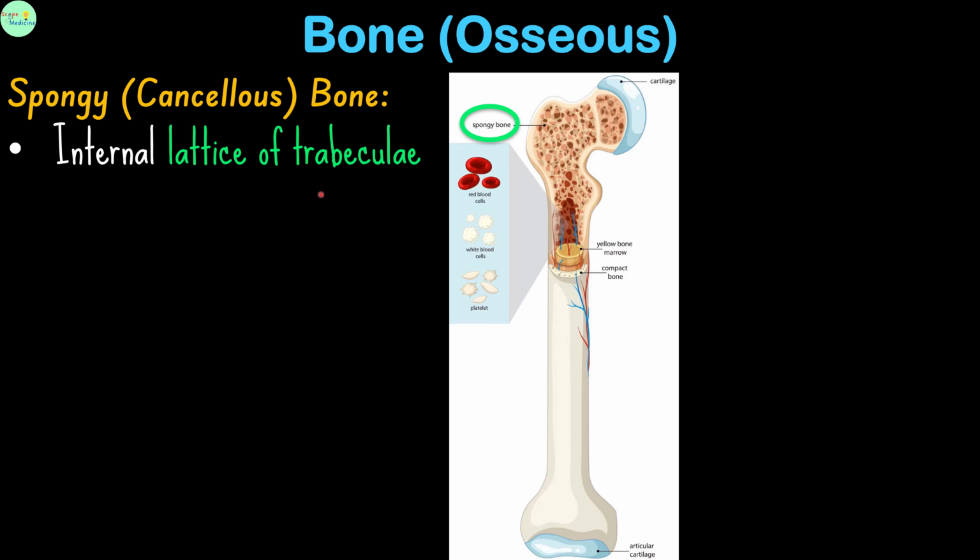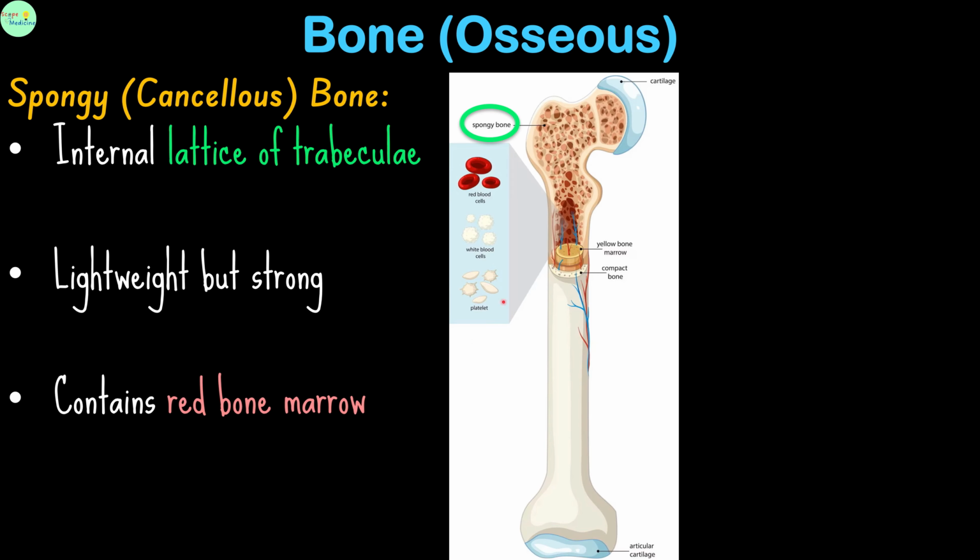the interior of flat, short, and irregular bones. This structure is lightweight yet strong, with the trabeculae oriented along lines of mechanical stress to provide maximum strength with minimum mass, and the spaces between the trabeculae are filled with red bone marrow where hematopoiesis actively occurs.